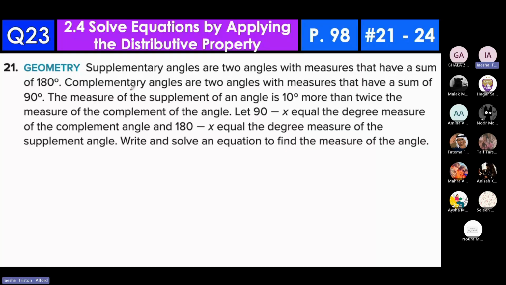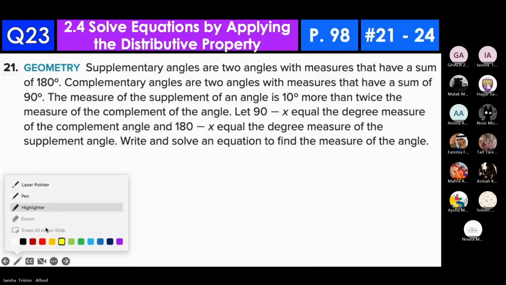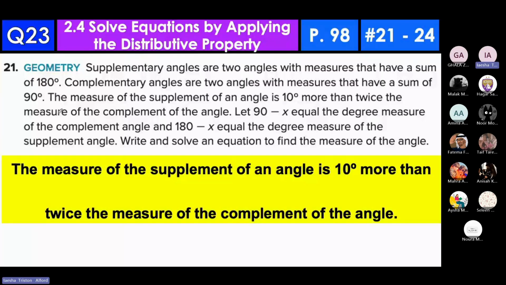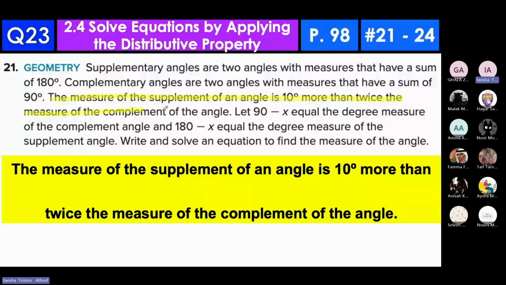I am very, very sorry, okay? It's a very, very long question. Okay, so when you go through all of this, we just got to get to the main part that's important. The thing they want here comes from here: the measure of the supplement of an angle is 10 degrees more than twice the measure of the complement of the angle. So we have to take the sentence and make it into an equation.